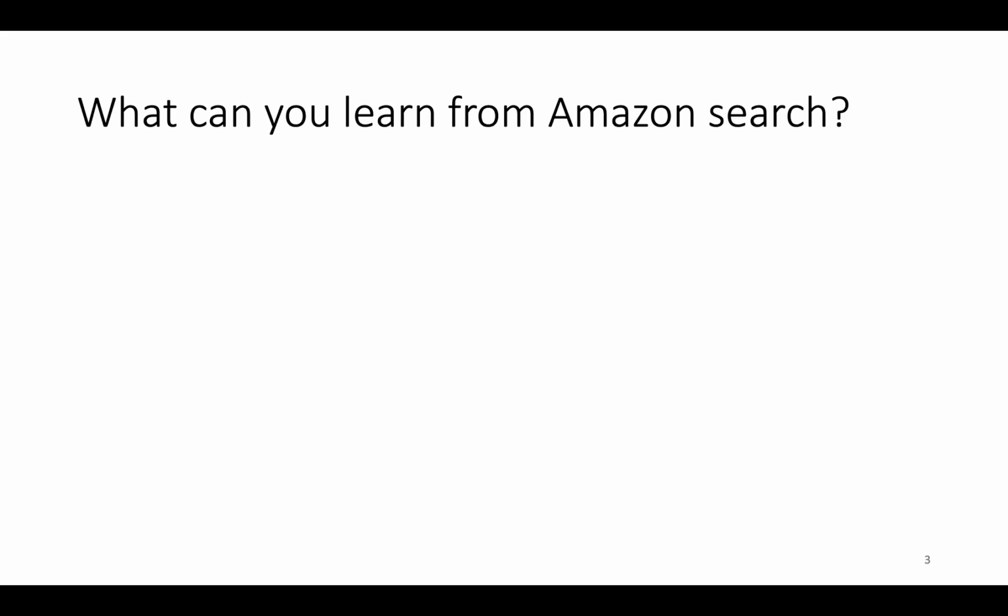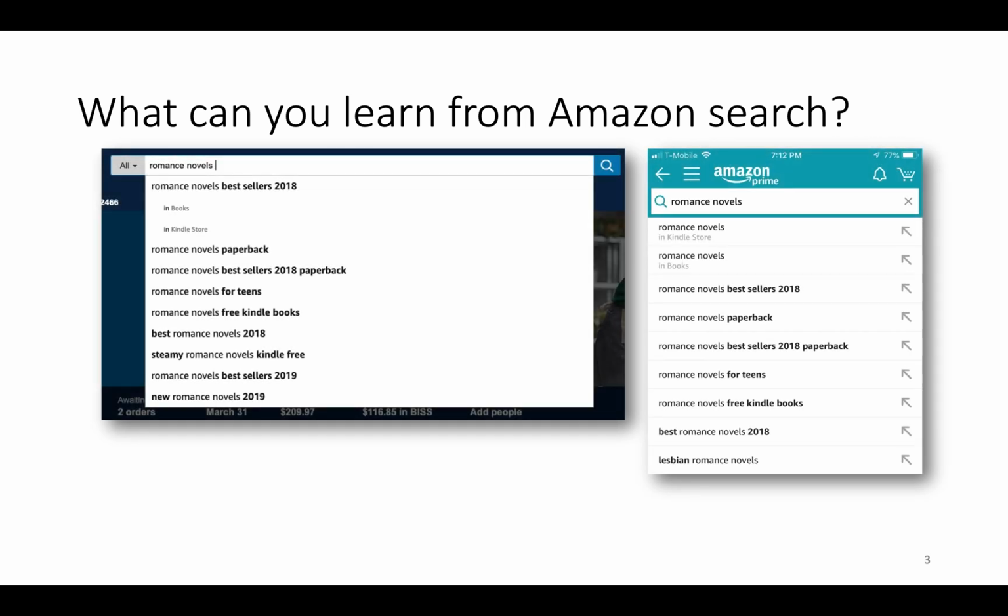What can you learn from Amazon search? One screenshot that I like to use, actually two screenshots, are for the same search term, romance novels, on both the main Amazon website, Amazon.com, as well as the Amazon mobile app. When you start typing something into Amazon, and you've probably seen this yourself, a list of related terms will start to show up below the term that you're typing. These terms are not random terms that Amazon is generating from a computer dictionary. These are actually terms that real customers are using to find things that they like.